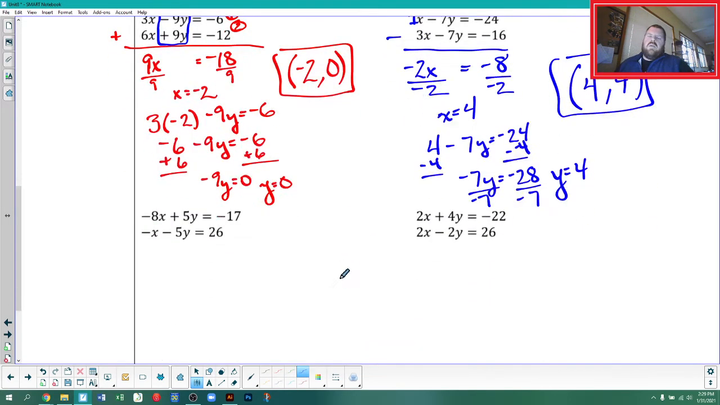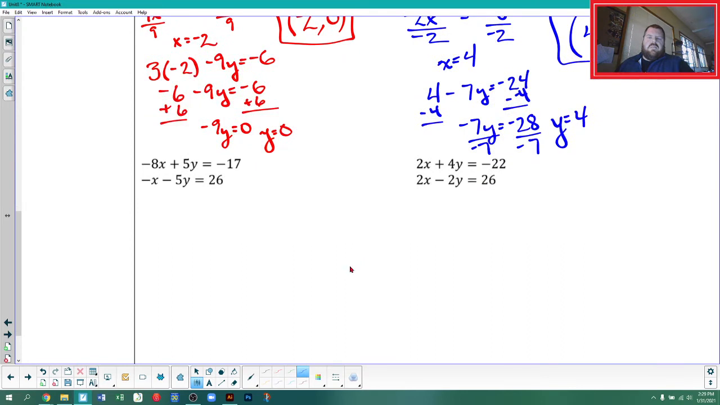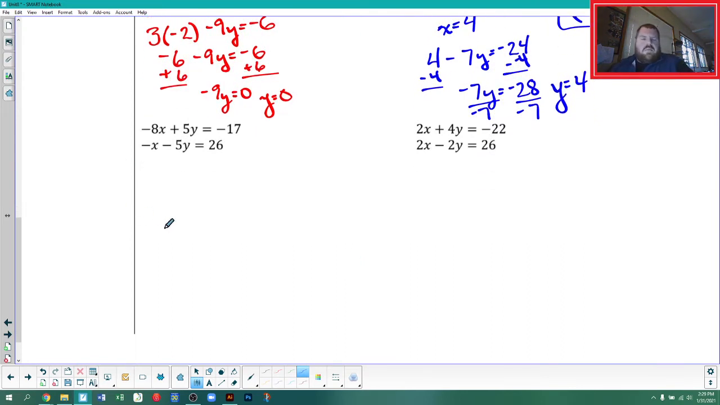Okay. Let's try a couple down below. We'll try to figure out which operation we need to do. We can either add the equations together or subtract them. Those are the only two things that we've talked about right now. Looking at the one on the left here, it looks like I have opposites on my y's. So if I add those, I will end up with 0y.